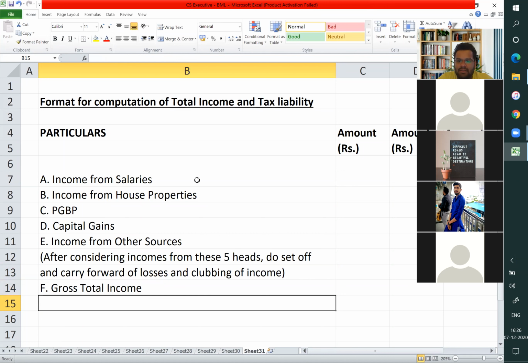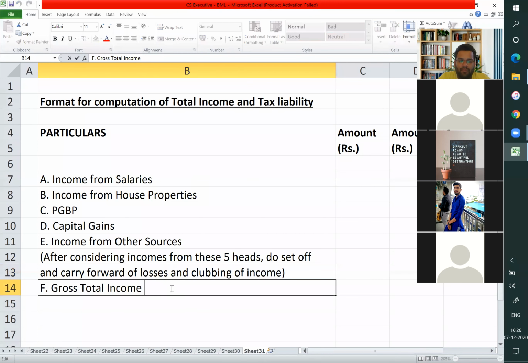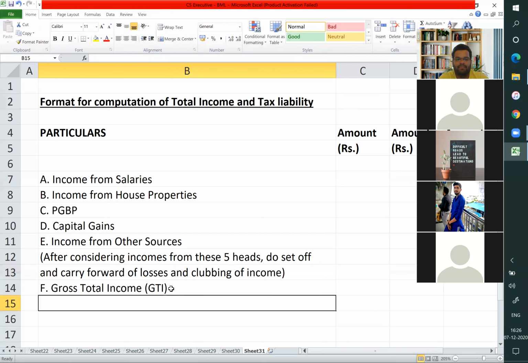What is it called? Gross total income. We are going to call it GTI. Salary, HP, PGBP, capital gain, IOS. The total will be called GTI, gross total income.